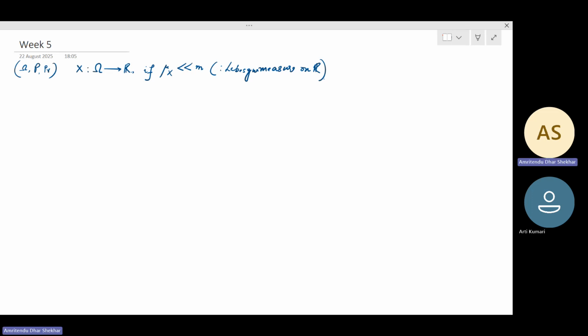And so this probability density function, which we'll often denote by small letter p, as opposed to capital letter F, which will be the cumulative distribution function subscripted by x. So p x is the density function of x, and this is just the Radon-Nikodym derivative.